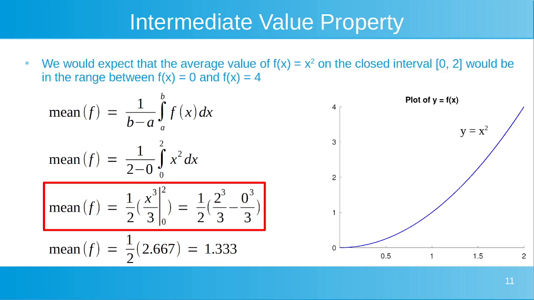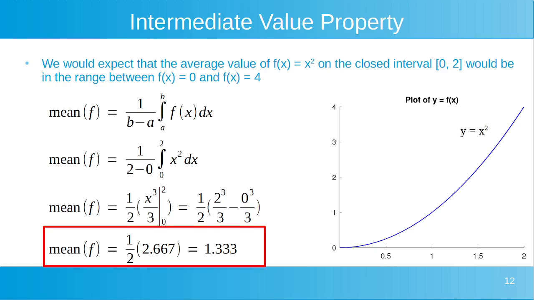So that all works out to be equal to a half times 2 cubed over 3 minus 0 cubed over 3. And that works out that the mean of our function f is equal to 1/2 times 2.667, or 2 2/3, and that's equal to 1.333, or 1 1/3. So we've calculated that the mean value of our function f of x equals x squared on the closed interval from 0 to 2 is equal to 1.333, to 3 decimal places.